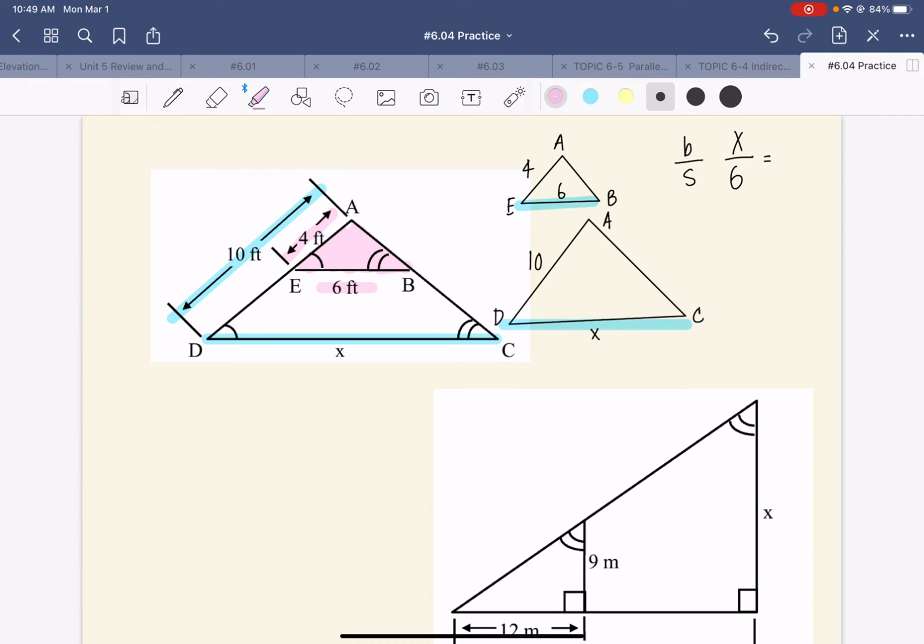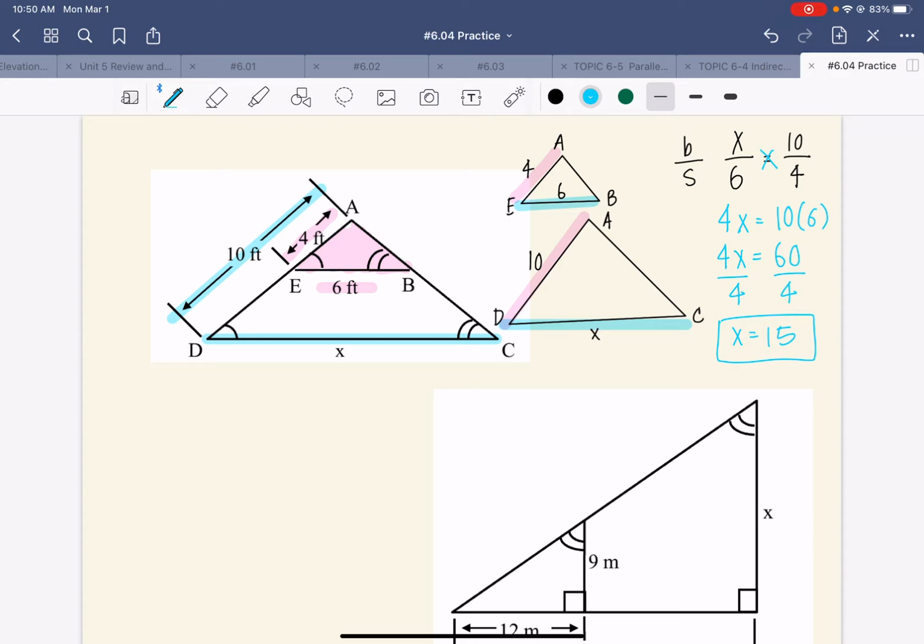Then we go to the other value of our bigger triangle, which is 10. We set it on top of the corresponding part of the smaller triangle because it's big over small. Small goes on the bottom, so it'd be 4. Then you just solve by cross multiplication. So it's 4x equals 10 times 6. So 4x equals 60. Then we divide by 4, and x equals 15. So that means the value from D to C is 15.